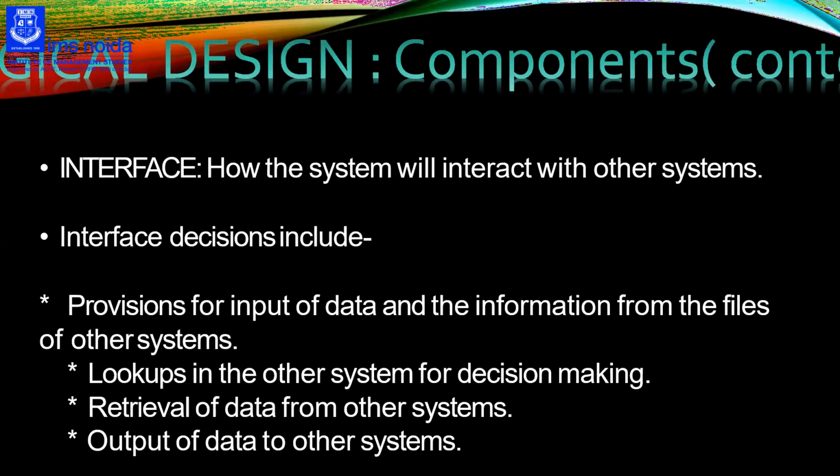Next is interface, how the system will interact with other systems. Interface decisions include provision for input of data and information from the files of the other system, lookups in the other system for decision making, and retrieval of data from other systems.